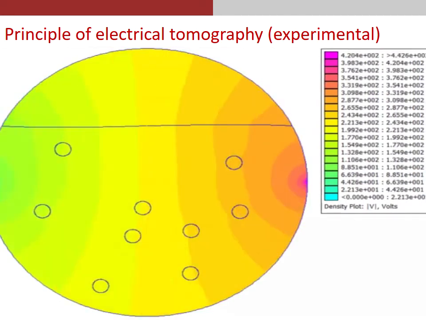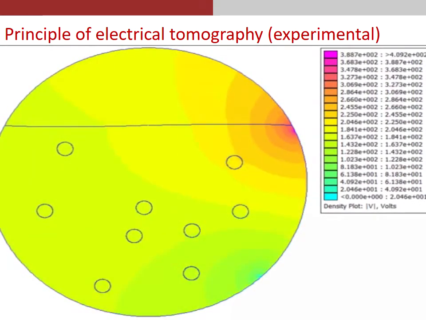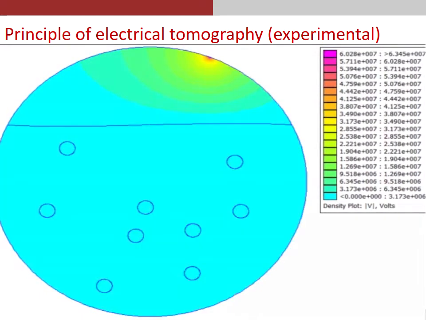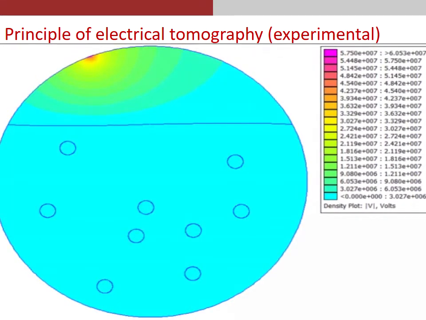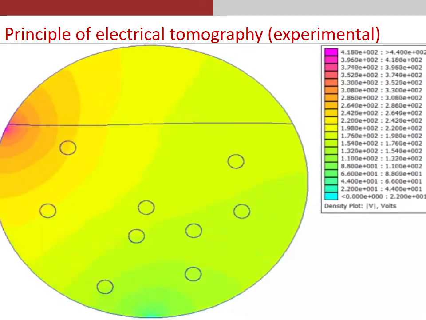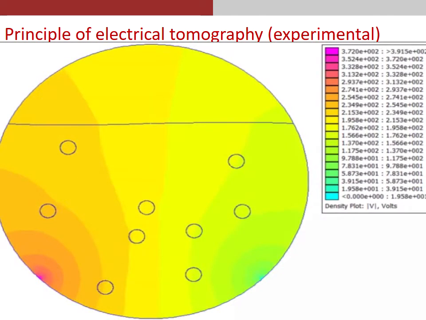To get tomographic data, we need to replicate this procedure for all the projections we can have. For example, with this 16 electrode sensor I've illustrated, that means we have up to 120 projections at maximum to acquire to get a full scan.